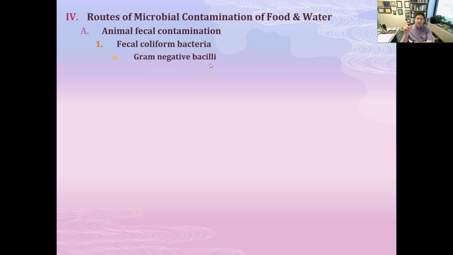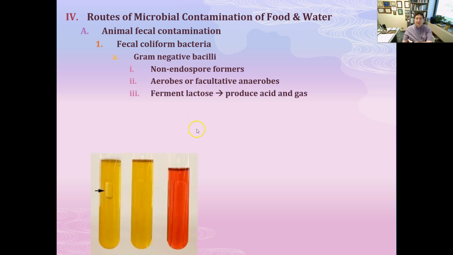So gram-negative little rods, little ovals. They do not produce endospores. They can use oxygen, aerobes, or they can be a facultative anaerobe, living with or without oxygen. They do ferment lactose. They break down the sugar lactose, producing both acid and a gas. See the yellow with the CO2 bubble here in the Durham tube.